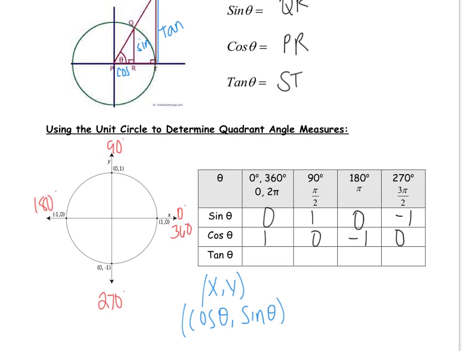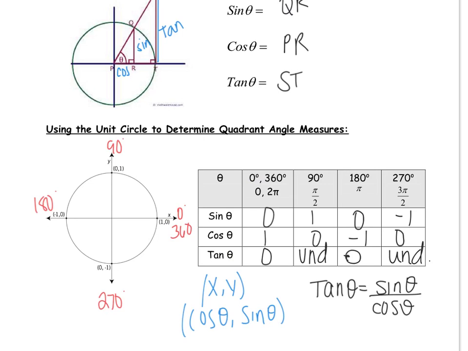And if I want to find tangent, we know that tangent of theta is sine theta over cosine theta. So if I want to find tangent of 0, I just take sine and divide it by cosine. So 0 divided by 1 is 0. What's 1 divided by 0 here? That's actually undefined. You can't divide by 0. It doesn't exist. And then 180 is 0 divided by negative 1, which is 0. And 270 is negative 1 divided by 0, which is undefined.